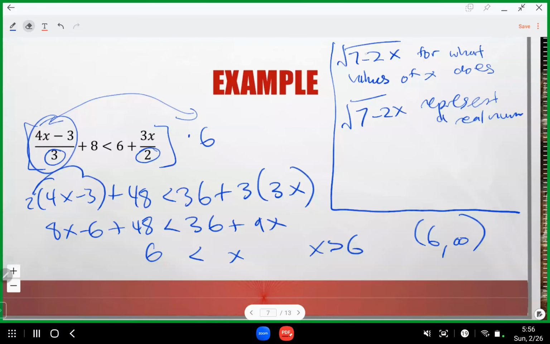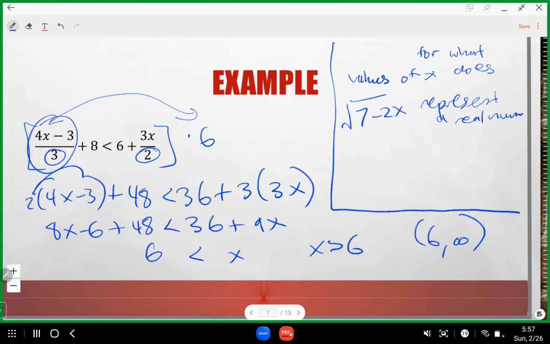Okay, square root of 7 minus 2x. So for what values of x does the square root of 7 minus 2x represent a real number? Right. So what you can do here requires a bit of critical thinking. Think about what this means. First of all, the first thing you want to notice is square roots. Those are pretty bad, similar to fractions, pretty ugly things, right? You don't want them. That's why you square them away. Then you simplify, because square roots are a little bit hard to work with when it gets complicated.